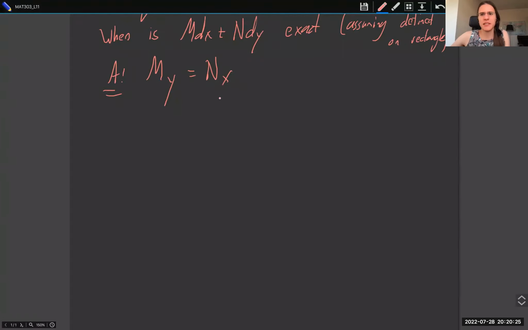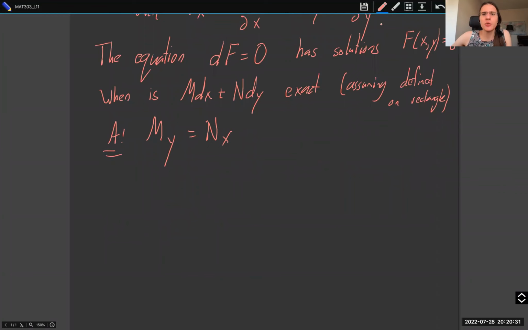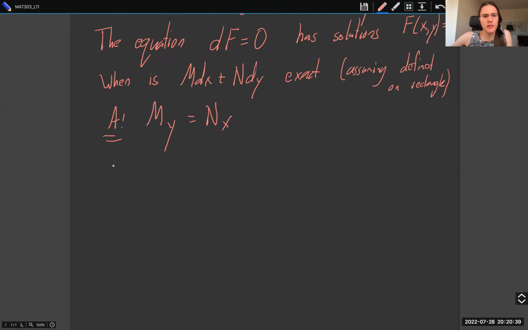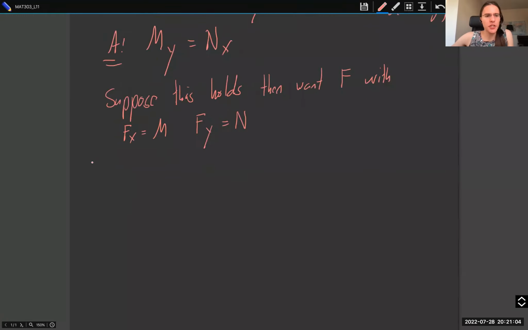Okay, so let's continue here. So then how do you solve an exact differential equation? Well, first you have to check that it's exact. Then suppose this holds. Then we want f with fx equals m, fy equals n.